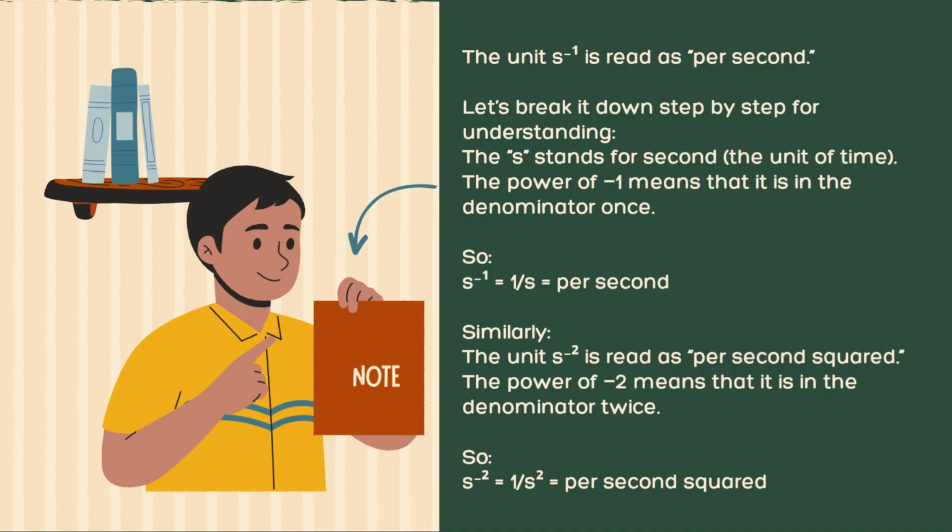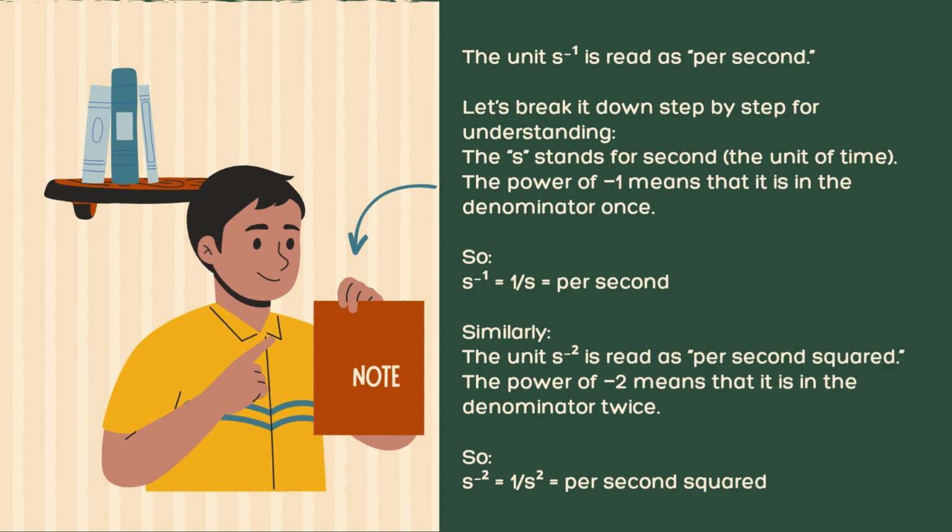Let's quickly dive into what we will be starting with today. I want us to note, this is very important, that the unit s to the power of -1 is read as per second. Let's break this down step by step. The s stands for second, the unit of time. The power of -1 means that it is in the denominator once. So s to the power of -1, which is equal to 1 over s, is read as per second.